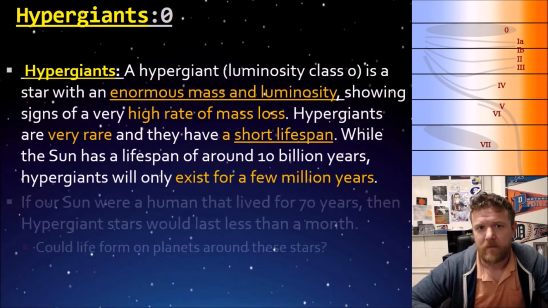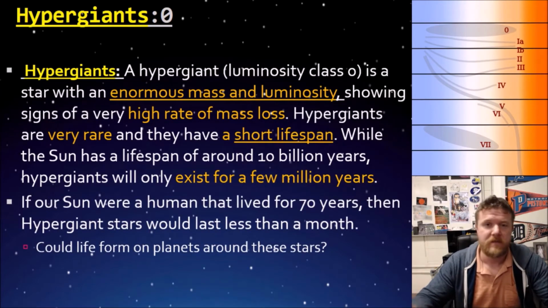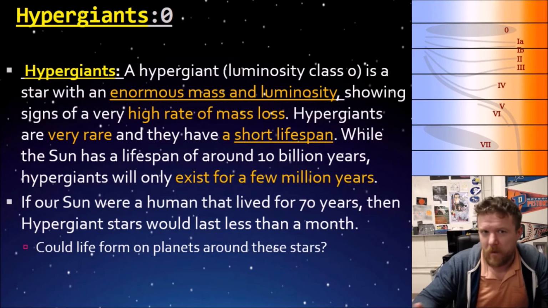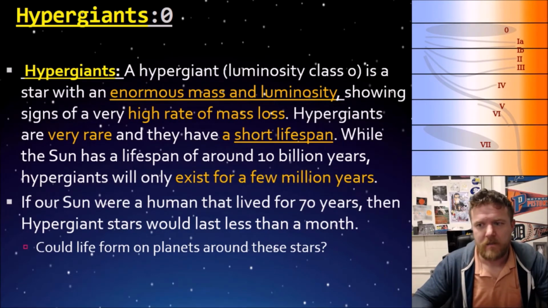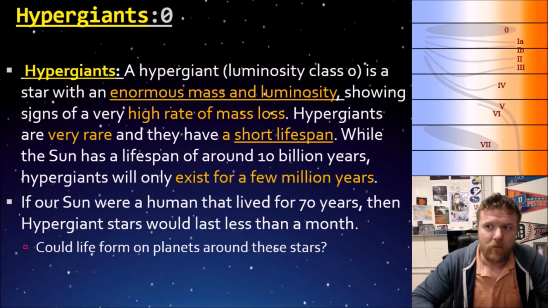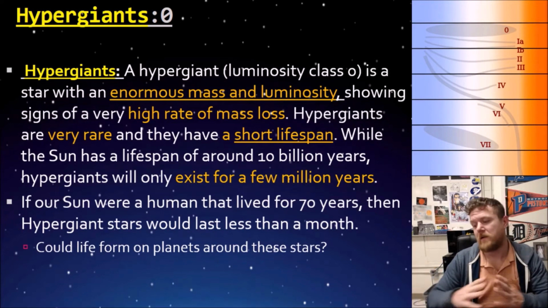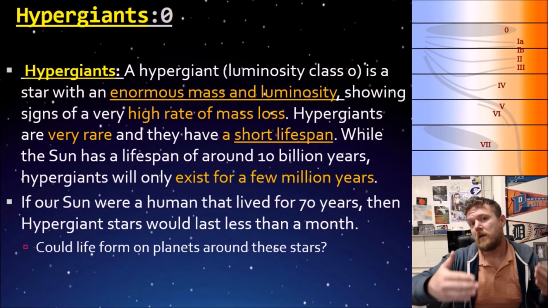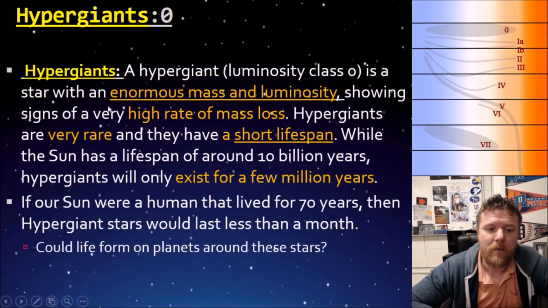Put that in perspective. If our sun was an average person and they were 70 years old, most people live a little bit longer than that now, but let's just, for easy math, say that our sun was a 70-year-old human. That's the 10 billion year lifespan. How long would these stars last? About 2 weeks. So if our sun lasts 70 years, a hypergiant would last about 2 weeks. Needless to say, we're probably not going to find life around one of these stars. They just aren't around long enough.